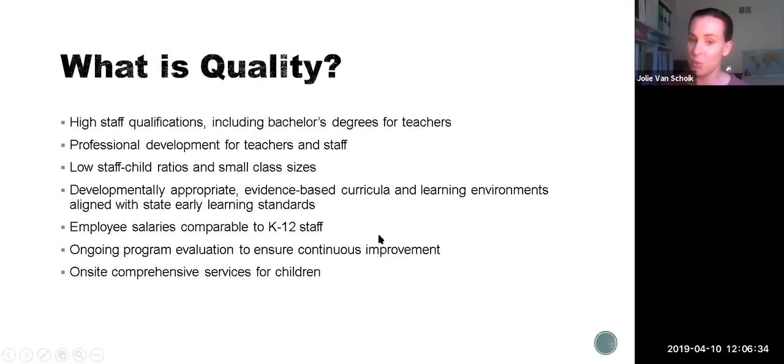Ongoing program evaluation, which is what we're talking about, to make sure that we have continuous improvement and we are always running quality programs and maintaining quality programs, which involves a lot of different things.